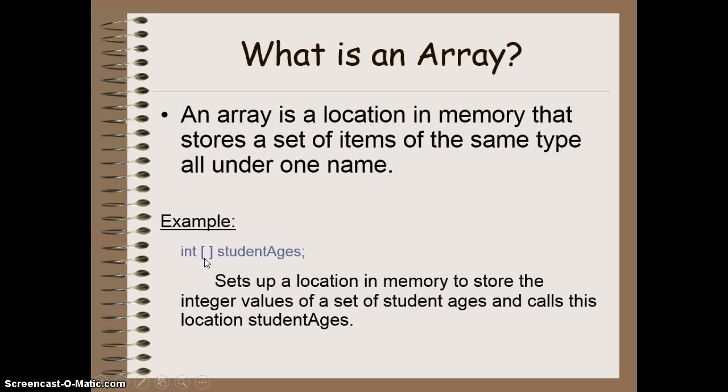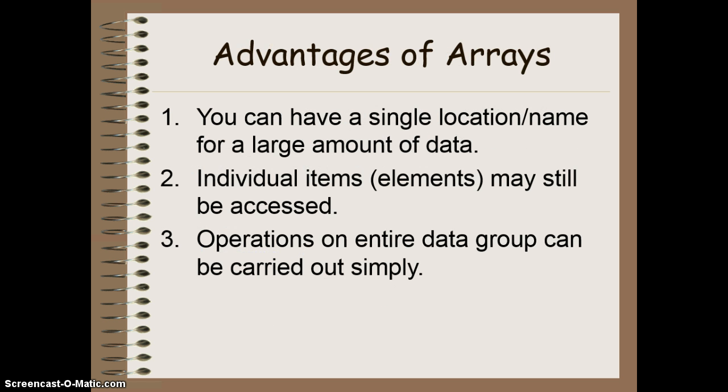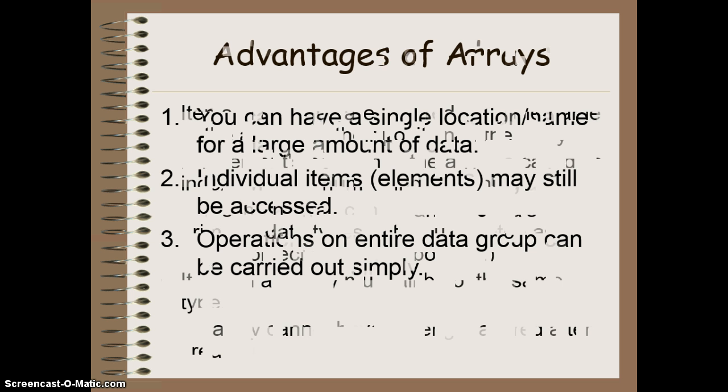So I've set up a location in memory that is going to store a whole bunch of pieces of information of the same type. So why would I want to do this? Well, number one, I can have a large amount of data stored in one location. I can reference it by talking about one variable. Even though I do that, I can still access the individual elements one at a time, and I can also do operations on the entire data set very simply by using simple looping structures.